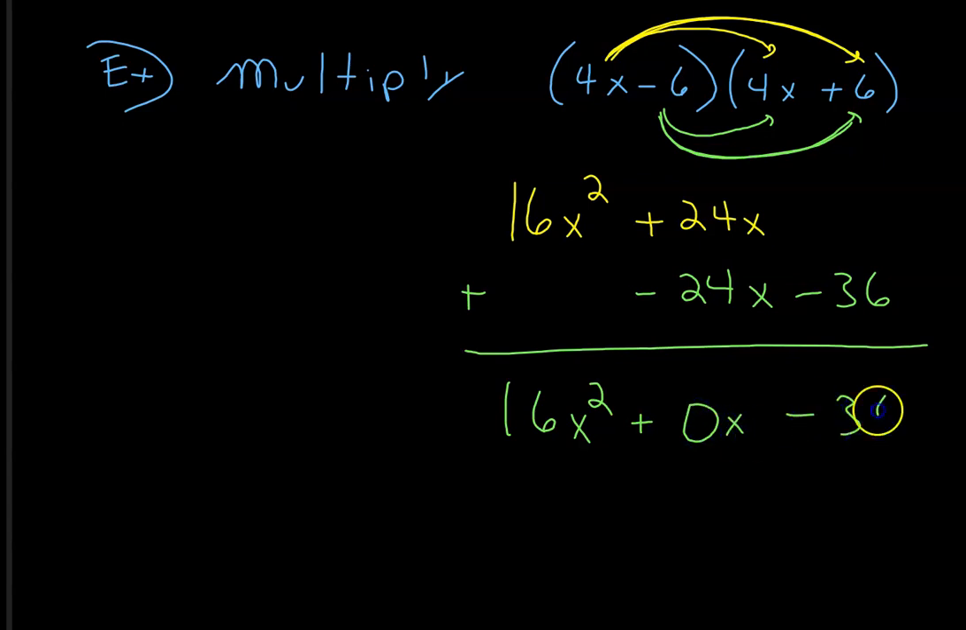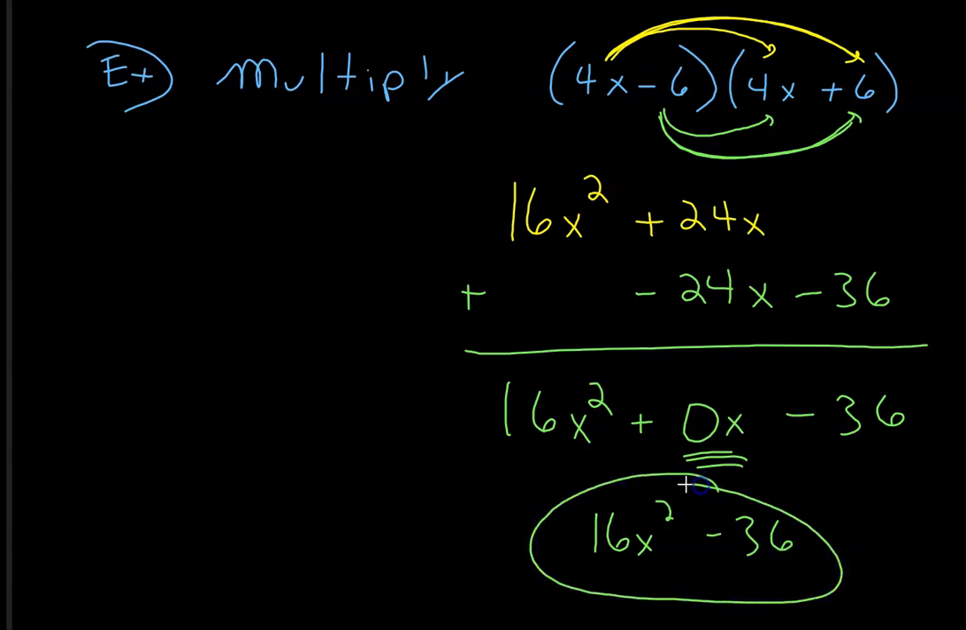Subtract 36. So 0 times anything is just 0. So technically, because that's 0, you can really just write our answer as 16x squared subtract 36, because 0x is just 0. So our final answer there is this.